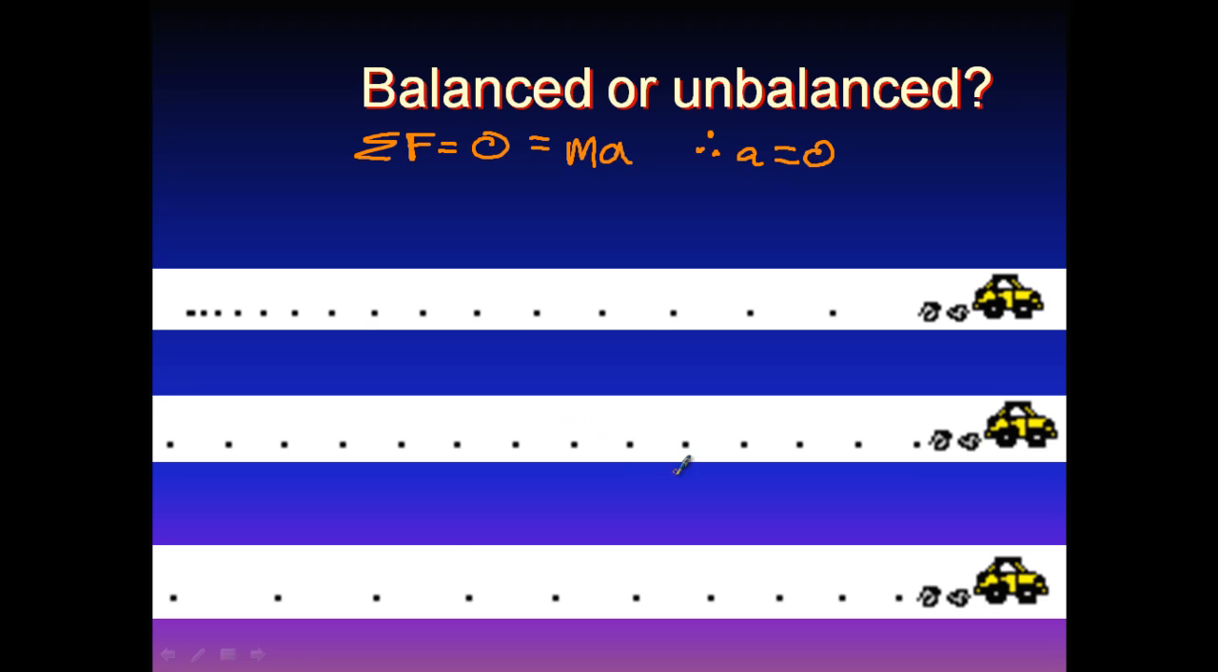So which one of these pictures shows a being equal to 0? It's obviously this car right here. The distance between all these points is the same. The distance between these guys is not the same. These guys get closer together, these guys get further apart. We have a short distance here and a bigger distance here. So obviously, if the distance is increasing, that means the velocity is increasing, which means acceleration isn't 0, because acceleration is a change in velocity.